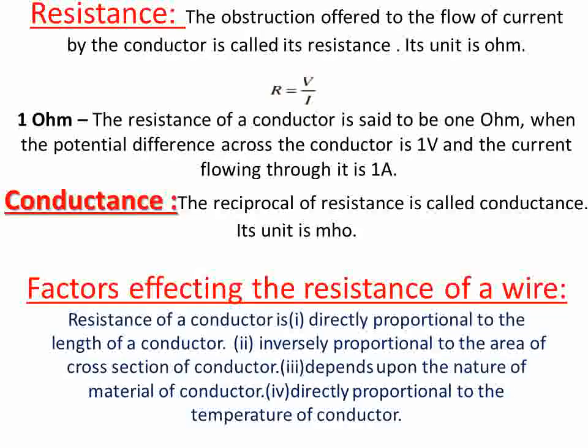Point number 3, it depends upon the nature of the material. Silver is the best conductor of electricity. Copper is next to silver, then aluminum, iron and others. That is, the material also affects the resistance of a wire. Fourth, resistance depends on the temperature of the conductor. On increasing temperature, resistance changes.